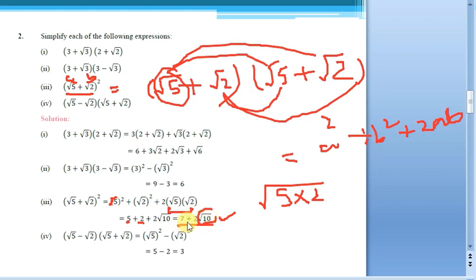So the answer is going to be 7 plus 2 root 10 for this particular answer. Otherwise, you can expand the brackets and do it the same way, no problem. So better use the identity for such questions wherever it is possible. Now this one, the fourth one, let us see this one.